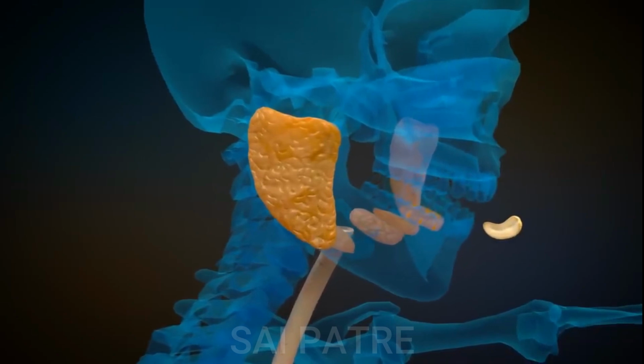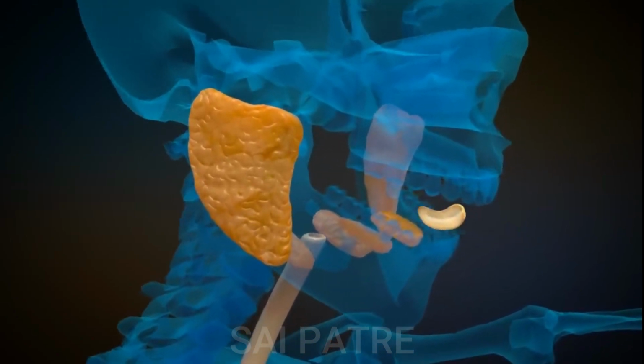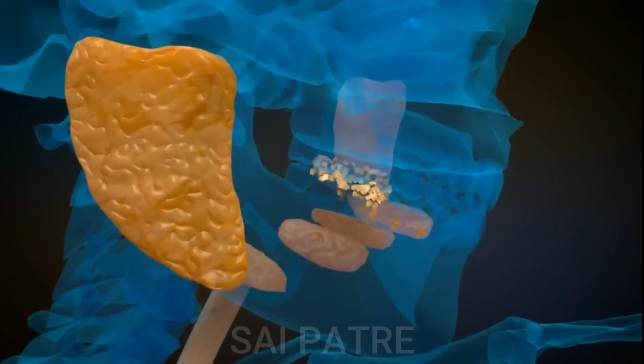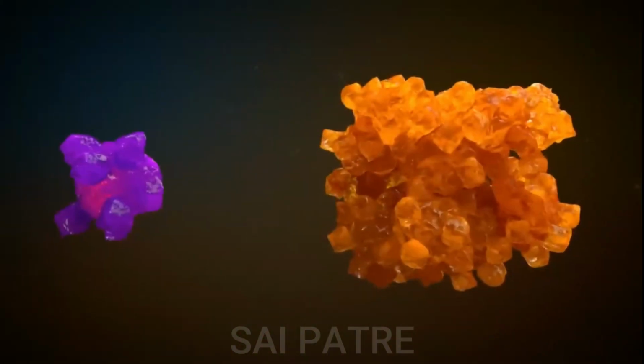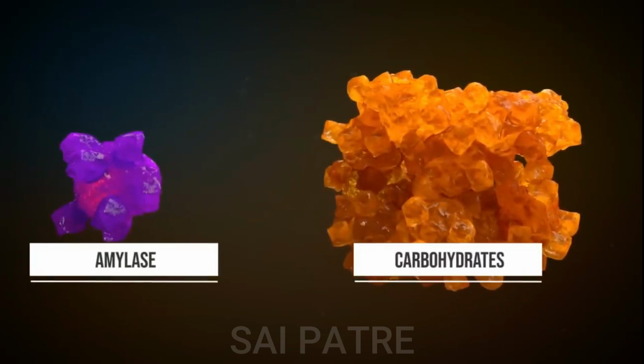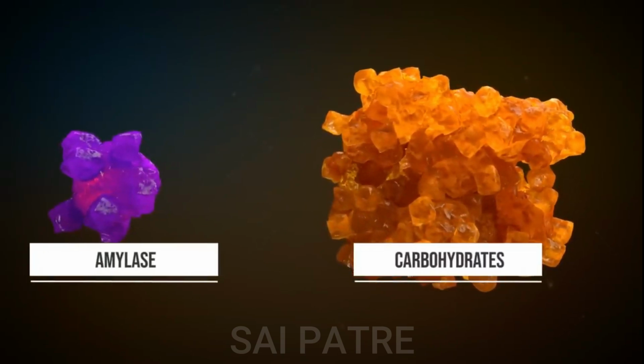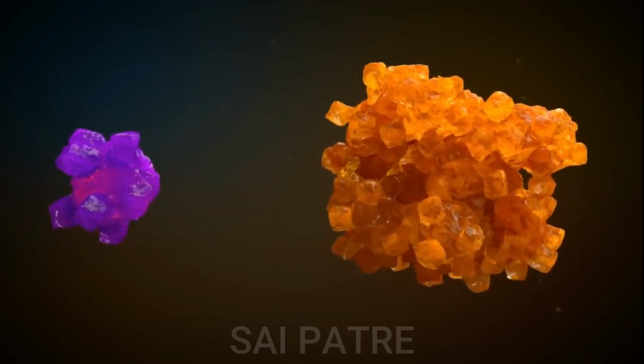First, the food is broken up in the mouth by the teeth and then mixed with saliva with the help of salivary glands. Saliva contains a digestive enzyme called amylase that already begins to digest carbohydrate in the mouth. It splits carbohydrate into smaller units.